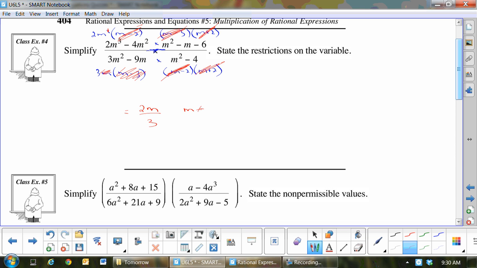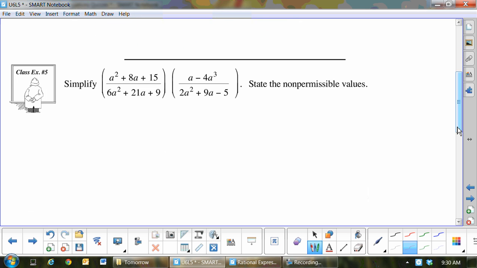But this is where we got to be really on our game. M cannot equal 0, 3 plus or minus 2. Okay? So a little different than addition and subtraction, isn't it? I mean, it's just like factor, cancel. Multiply what's left. Okay, so here, this is like the top of the difficulty scale.